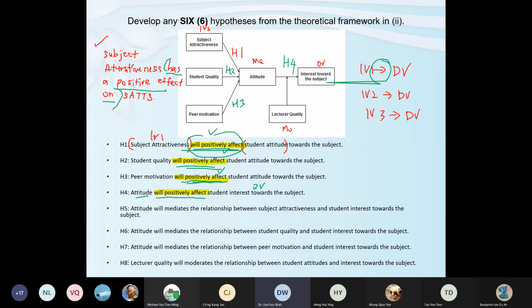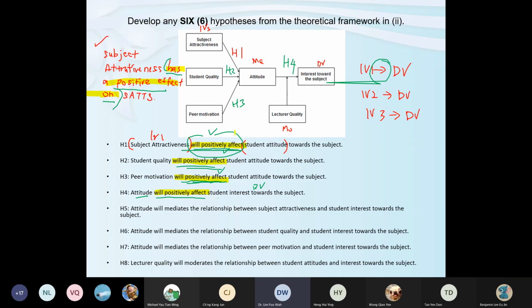Or you may think, oh, many students already write "will positively affect." Then you can write "has a positive effect on." This variable has a positive effect on this. This variable has a positive effect on this.